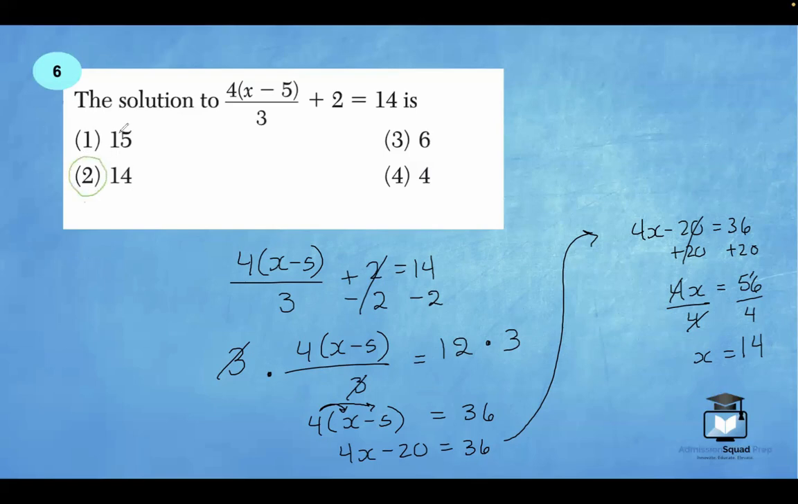If your exam is right around the corner, another strategy is to just perform guess and check. You can enter 15 minus 5 into your calculator. You'll get 10. Multiply that by 4. You'll get 40. 40 divided by 3, and then add 2. And you'll notice it's not equal to 14. So you can plug in each of these answer choices until you arrive at the correct answer, which in this case is answer choice 2.